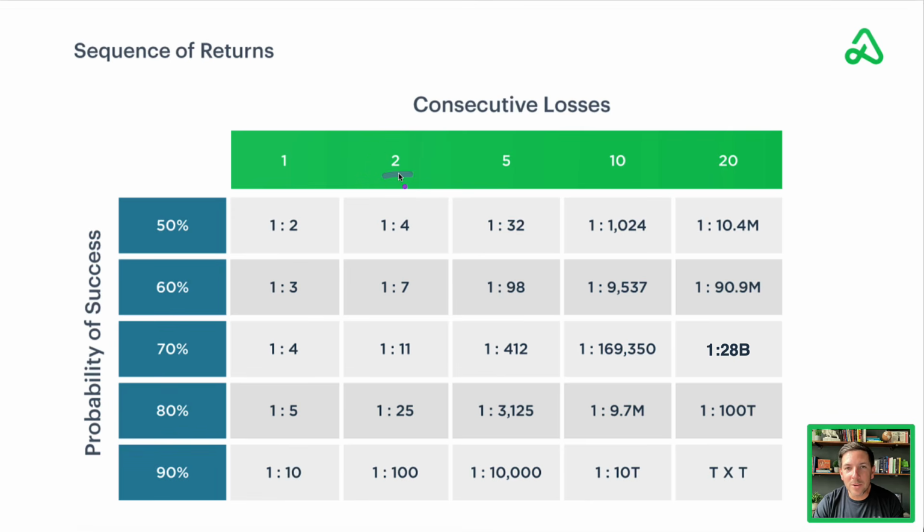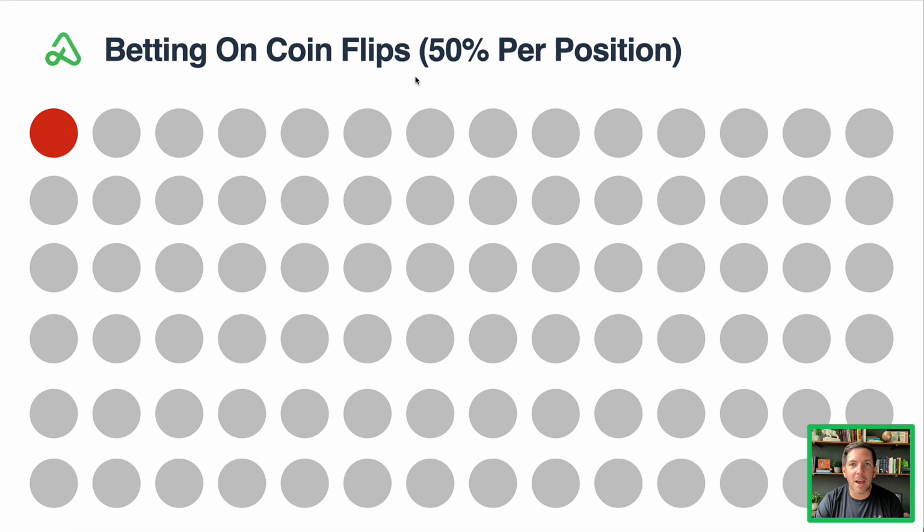Now, if we get 2 consecutive trades when we're targeting a 50% probability of success, the odds of us blowing ourselves up is basically 1 out of every 4 times. And that's still pretty great odds. I mean, that's 25% of the time we're going to blow ourselves up. So let's keep playing this game, right? So we've got 50% of our account per position.